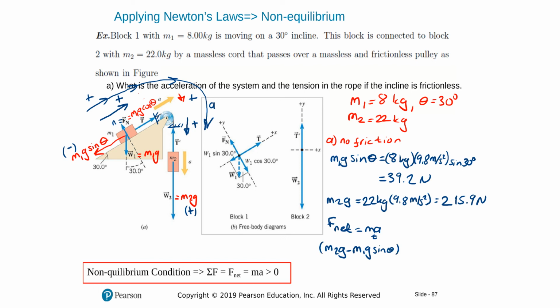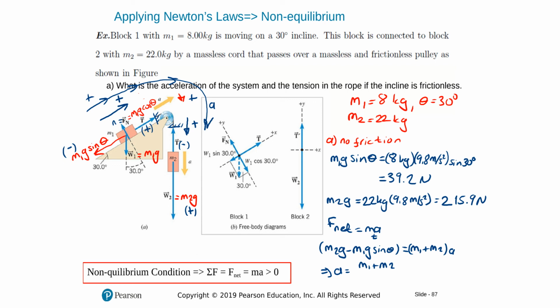T is minus here actually, plus there, and they will cancel. That will be equal to m1 plus m2 times A. Fnet is equal to ma, right? In this case I have two masses in the system moving together, so I have to add the two masses. Now if I solve for A from here, I'll divide both sides by m1 plus m2.